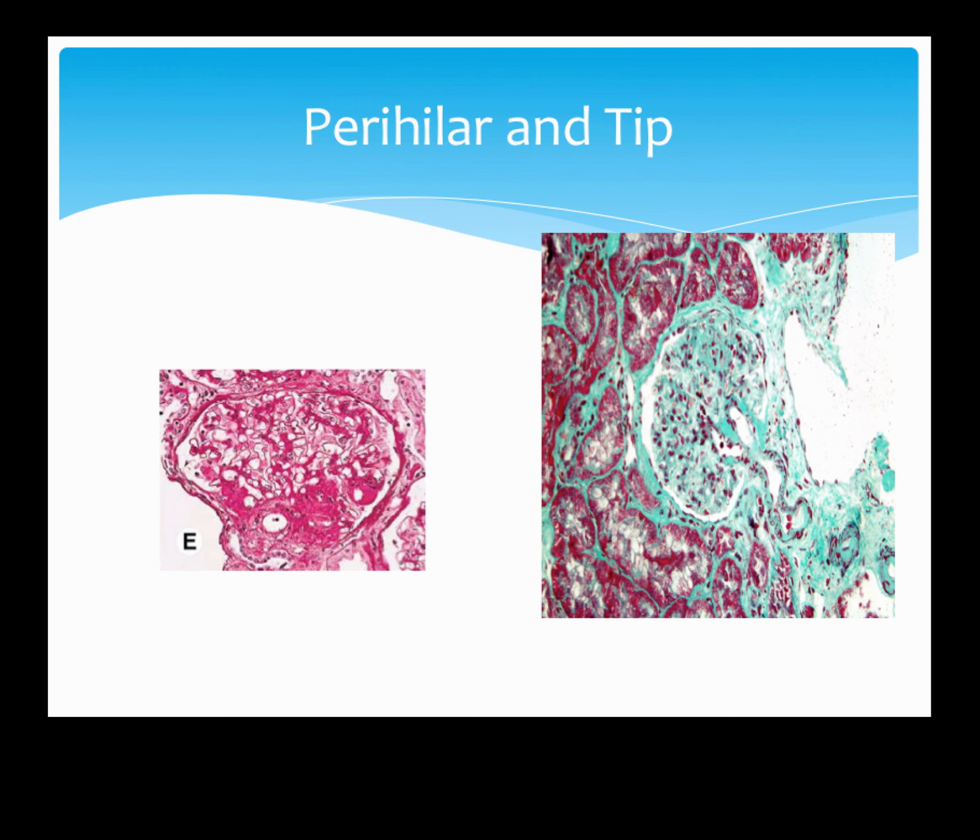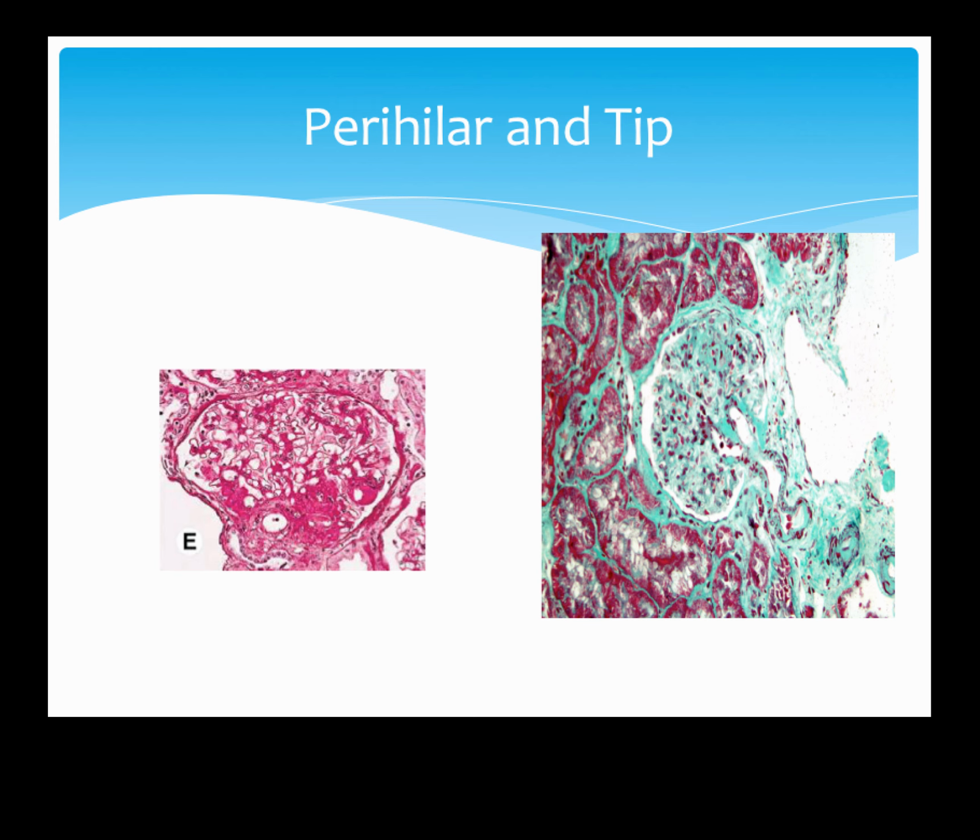The importance of these different characteristic types of focal segmental sclerosis is that the prognosis of these patients varies. In particular, the tip lesion tends to have a much better prognosis than any of the other focal segmental glomerulosclerotic lesions. This shows 2 other types.